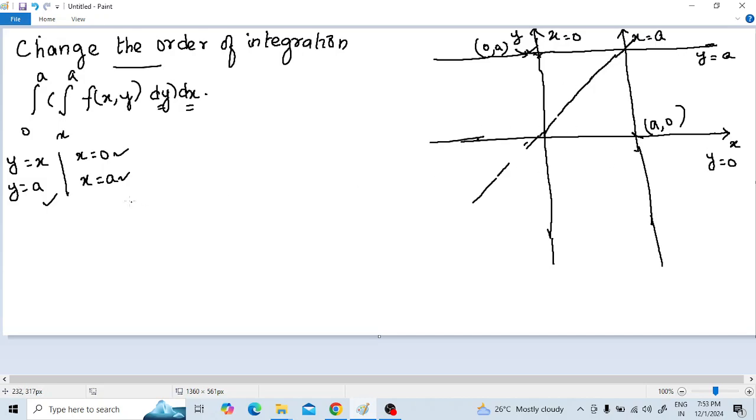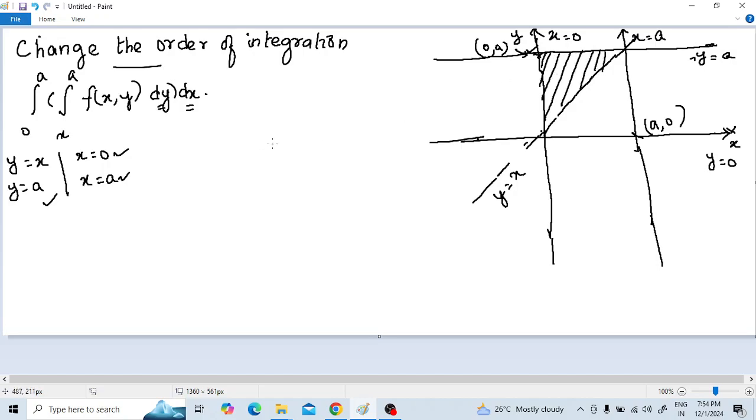In this, y is equal to 0 is not included. Therefore I need not take this x axis. So these three lines will be covered: x equal to 0, y is equal to x, and y is equal to a line, and x equal to a line, right? So here the region will be bounded. So this is the required region.